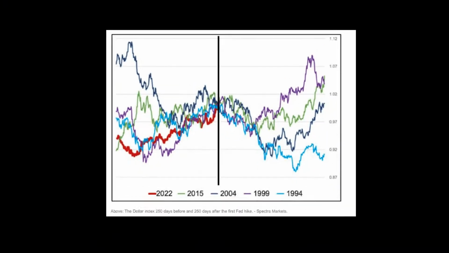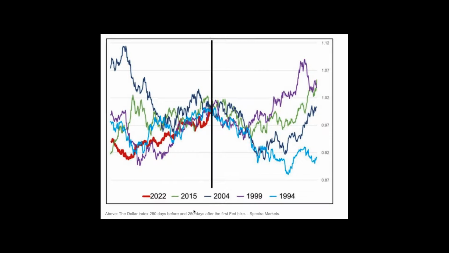Now, if you look at this chart here, what you can see is that the black line in the middle of the chart is when the Federal Reserve hikes interest rates. Now, the dollar tends to gain into the first Fed hike for the 6 months into it, and then it tends to fall for the 6 months out of the first Fed hike. So you can see 2022, 2015, 2004, 1990, 1994, the dollar gained into the Fed hike. And then as soon as the Fed hiked, we had a buy the rumor, sell the fact response, and then the dollar weakened out of the decision.